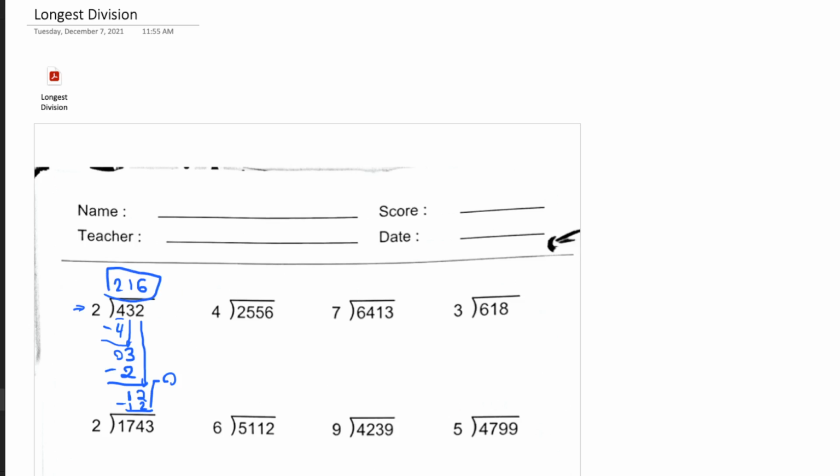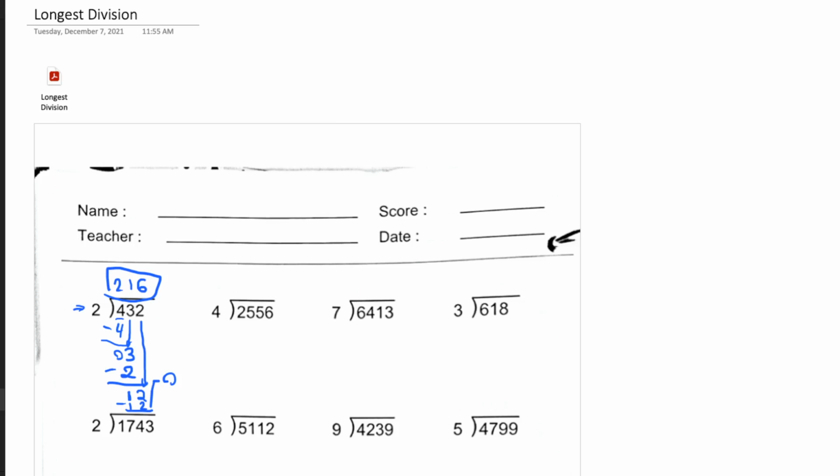So we say that 2 can go into 432 216 times. Now some of you might have been able to do this in a different way, of course, without doing all this, because 2 is normally simpler. But this is how we do it in the long division format here.